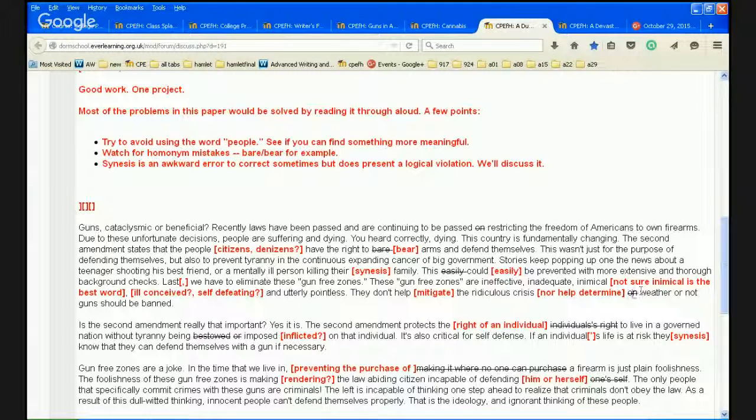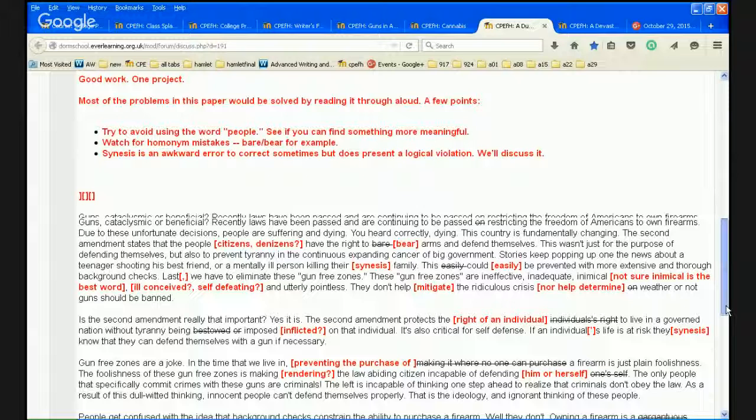The crisis on whether or not guns should be banned. Well, do we have a crisis on whether they should be banned, or simply a crisis about whether they should be banned, concerning whether they should be banned? I think something better than "on" would work, and I'm not sure we need anything at all. But I suggested this ridiculous crisis, nor help determine whether or not guns should be banned. Okay, just suggestions. There are dozens of different ways that could have been improved.